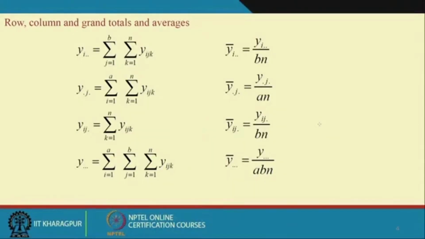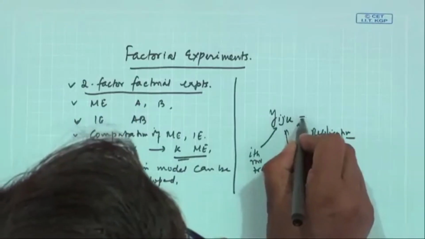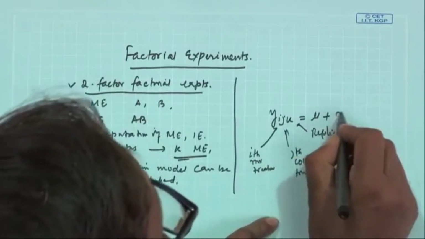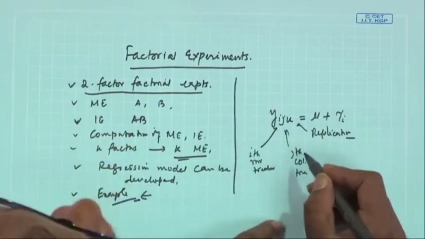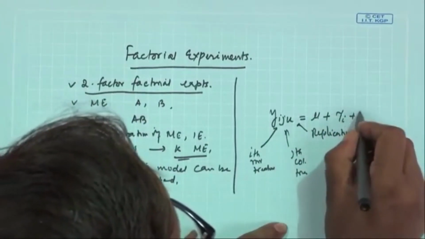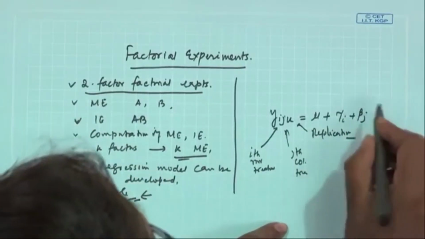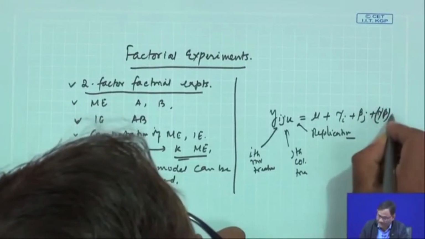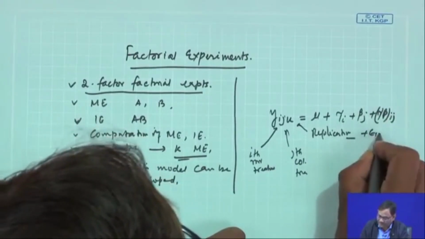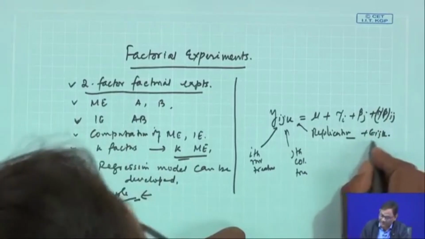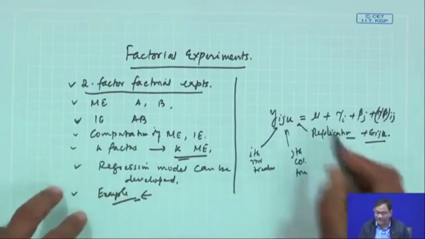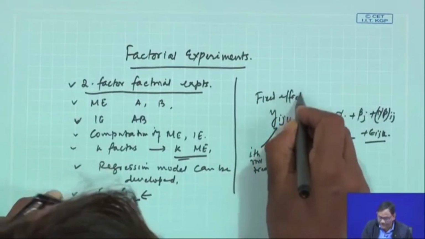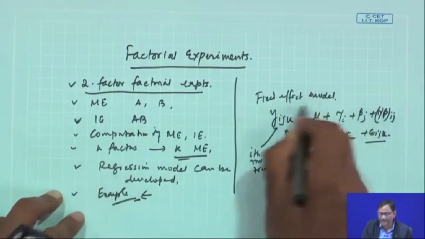We have also seen that y_ijk equals mu, the grand mean, plus tau_i, the ith row treatment effect, plus beta_j, the jth column treatment effect, plus (tau beta)_ij, the interaction effect, plus epsilon_ijk, the error term. This is our fixed effect model.